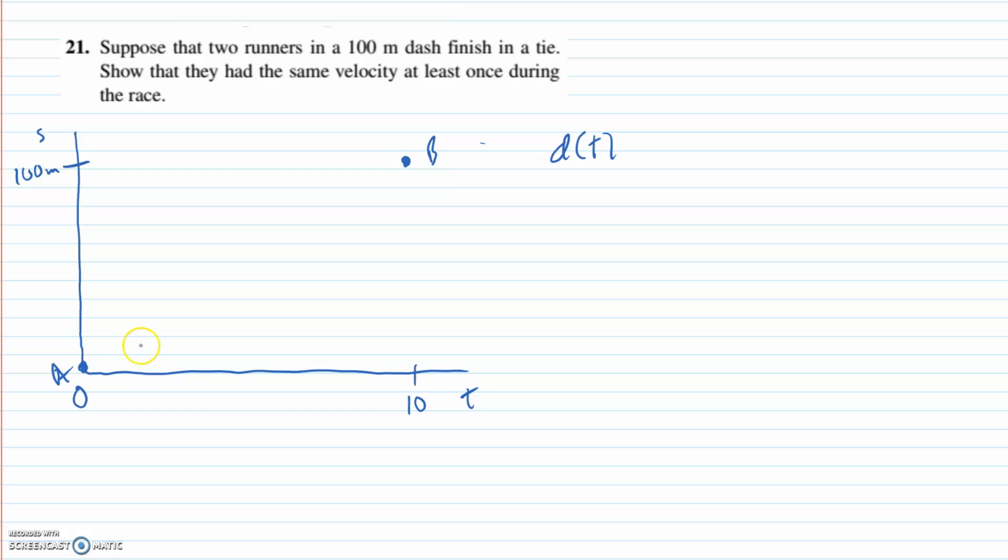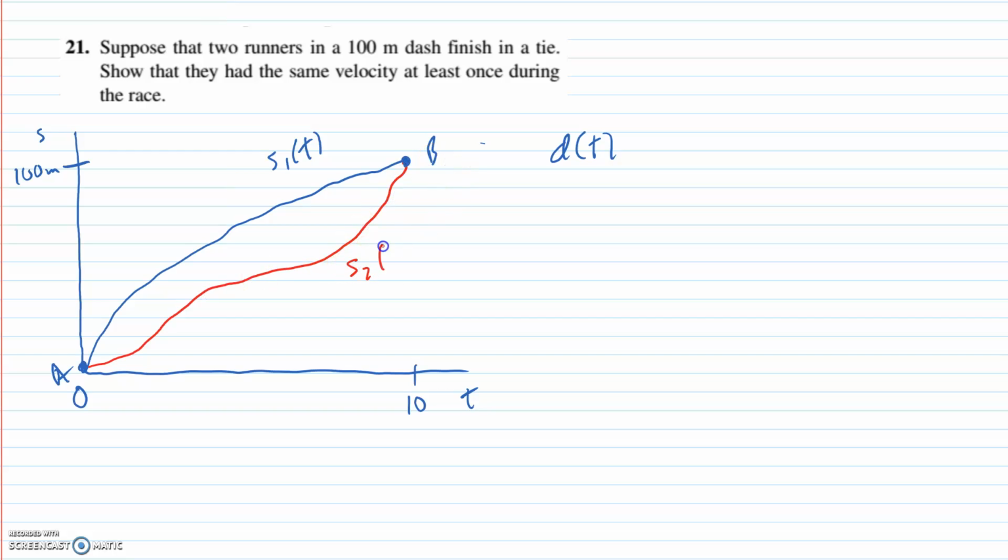Now let me draw a position versus time curve for runner 1. I don't know exactly what it looks like, and it doesn't matter, but let me just say that this curve here in blue, I'm going to call it S sub 1 of t. That's the position curve for runner number 1. And then for runner number 2, I'll draw a red curve here and just refer to that as S sub 2, the position curve for runner number 2.